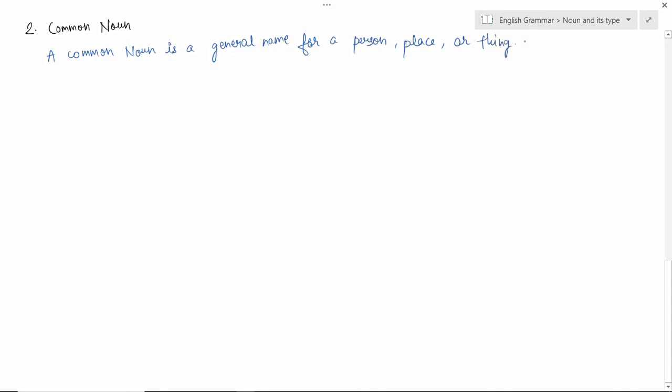Next type of noun, we have common noun. A common noun is a general name for a person, place, or thing. It does not refer to something specific. For examples, that boy is playing. Here, boy is a common noun.